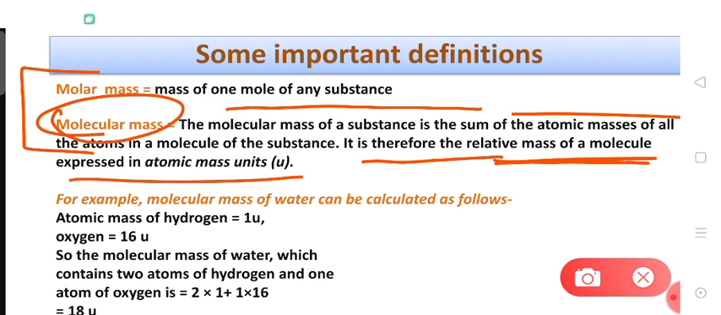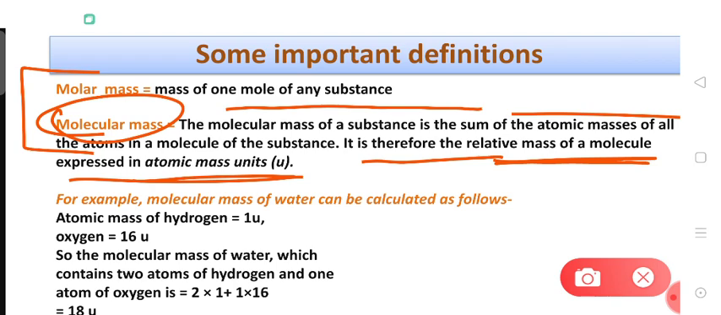Why is this a relative mass? Because atomic mass is itself a relative mass, right? In the same way, molecular mass is also a relative mass, and this is expressed in AMU, that is atomic mass unit. This is however nowadays called unified mass.